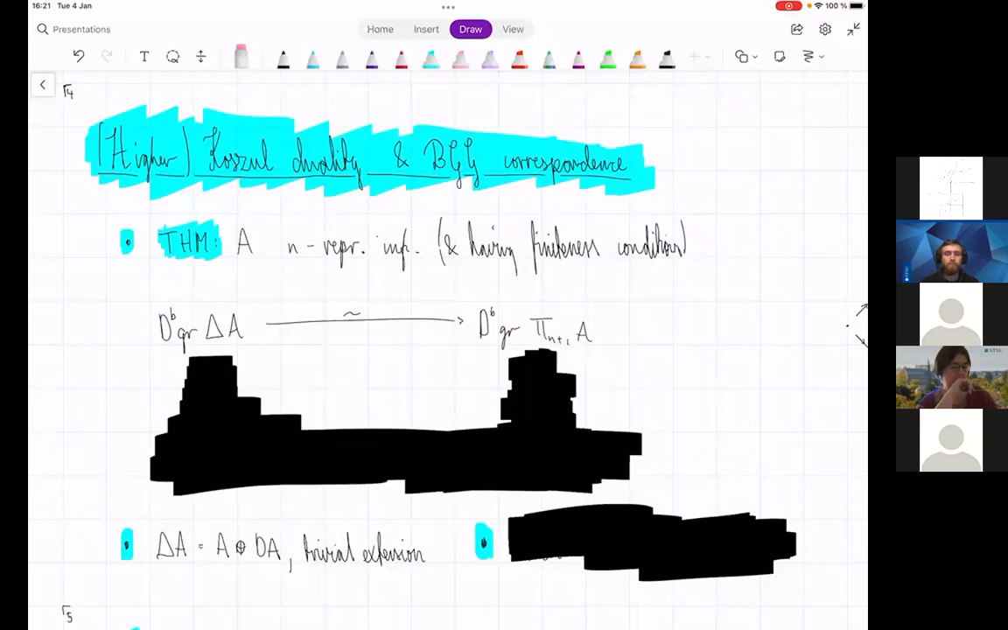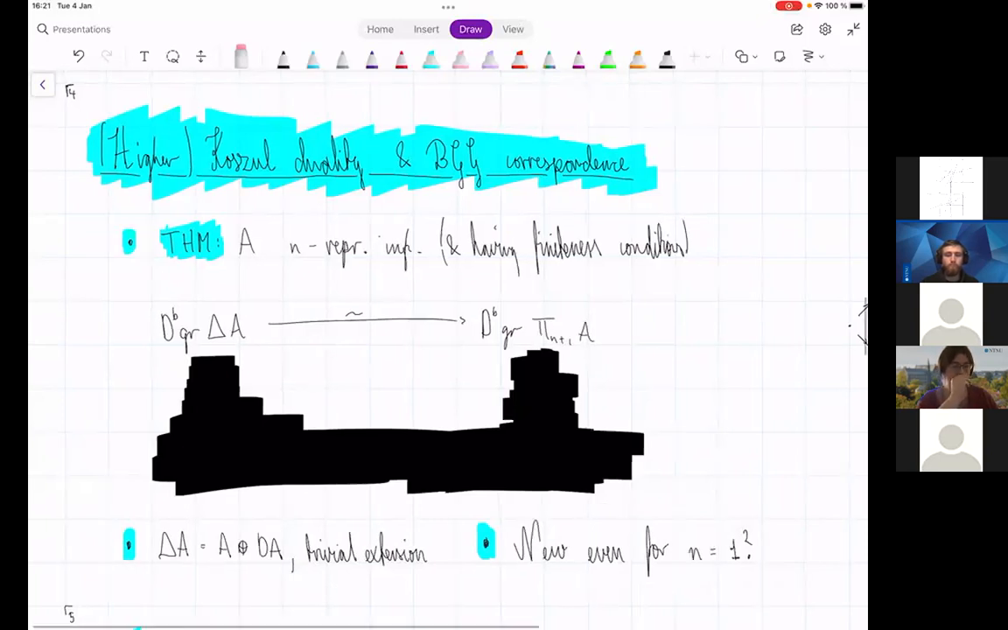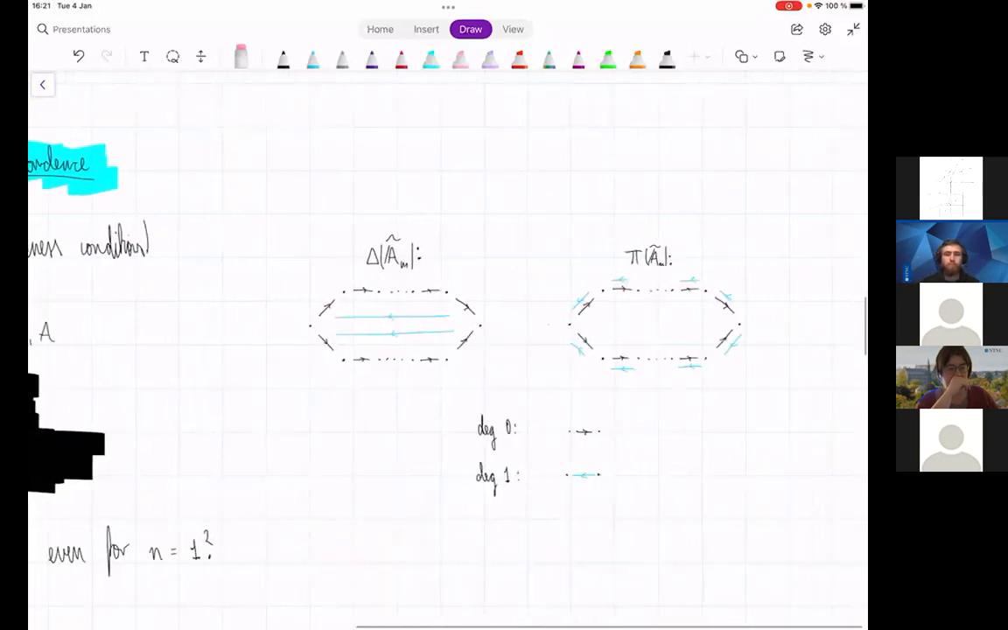So the n+1 pre-projective is like a higher generalization of the classical pre-projective. One thing that's perhaps interesting is that this seems to be new even for the case of n equals 1. We haven't been able to find this in the literature, and when we've asked people, we've not heard anything to the contrary.